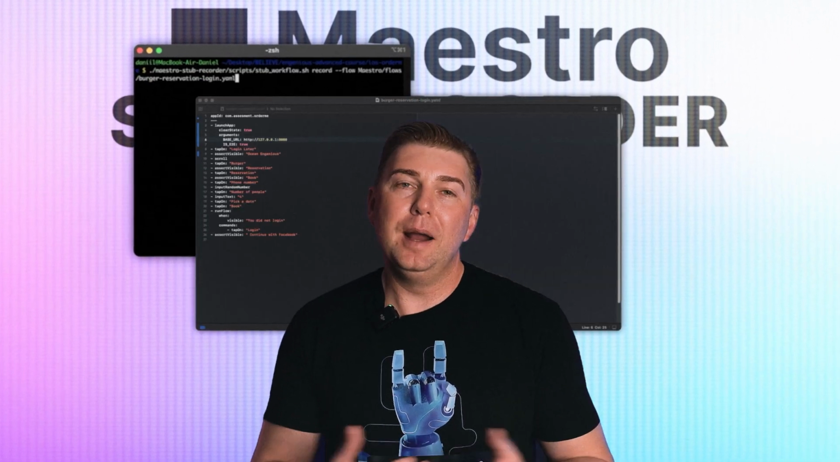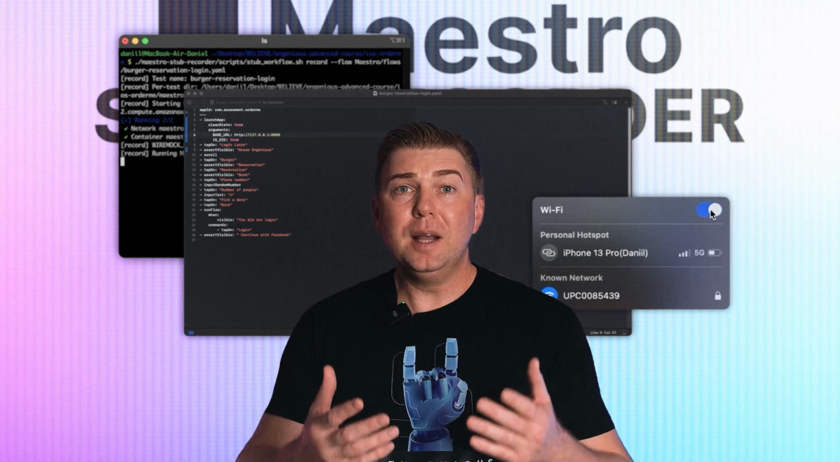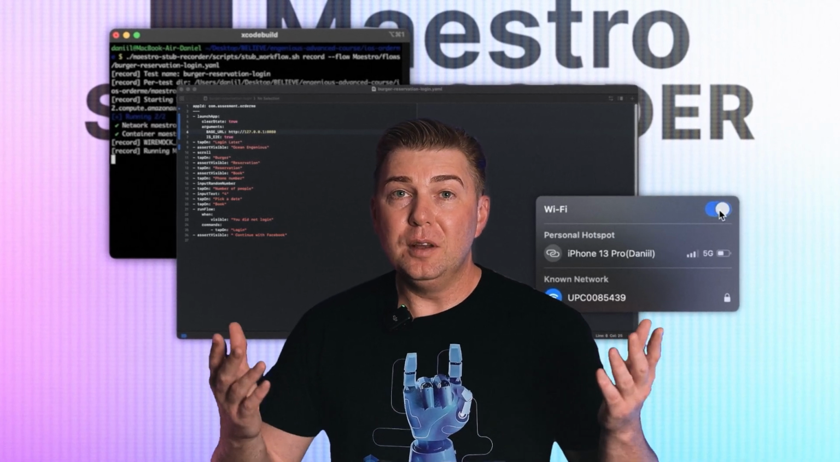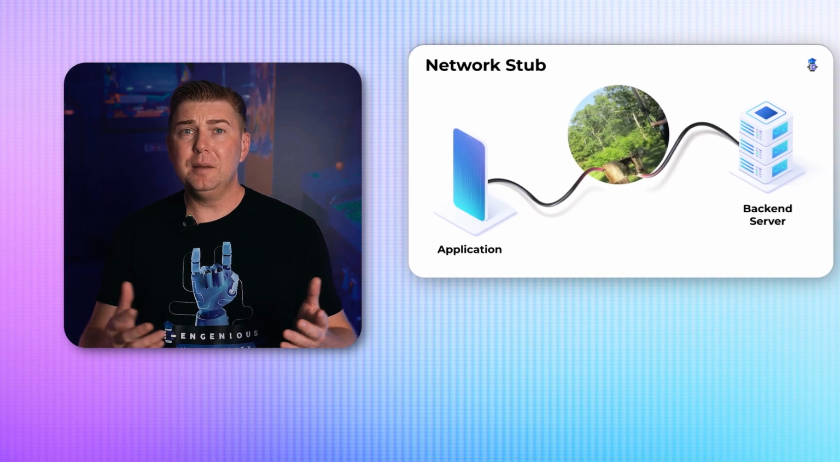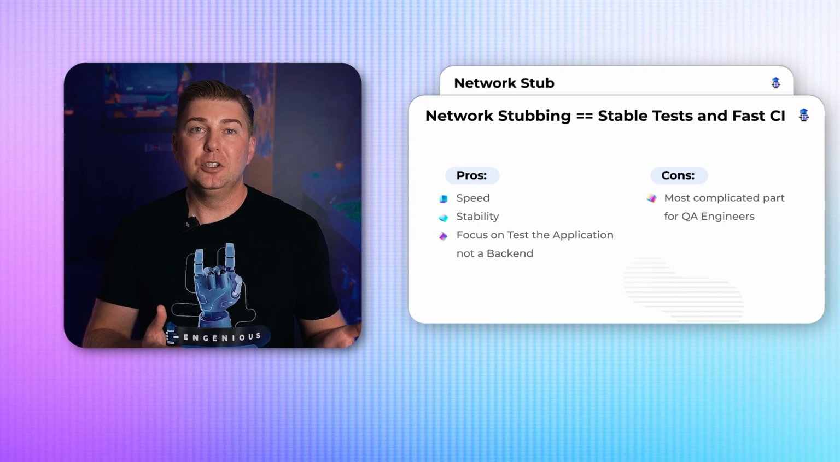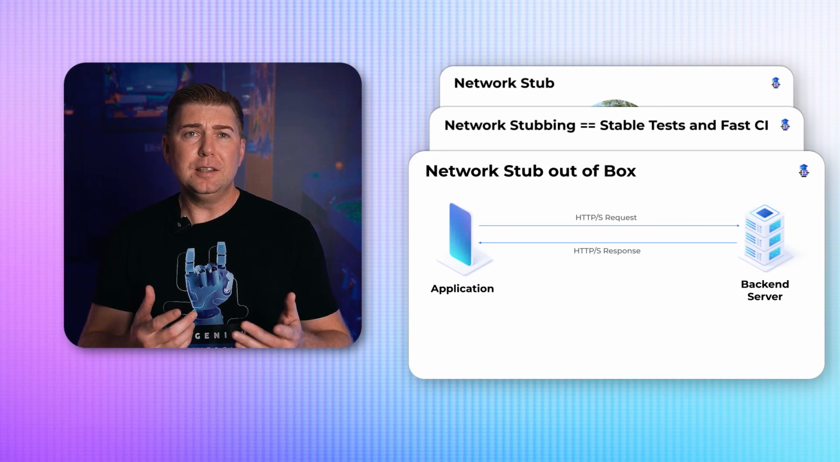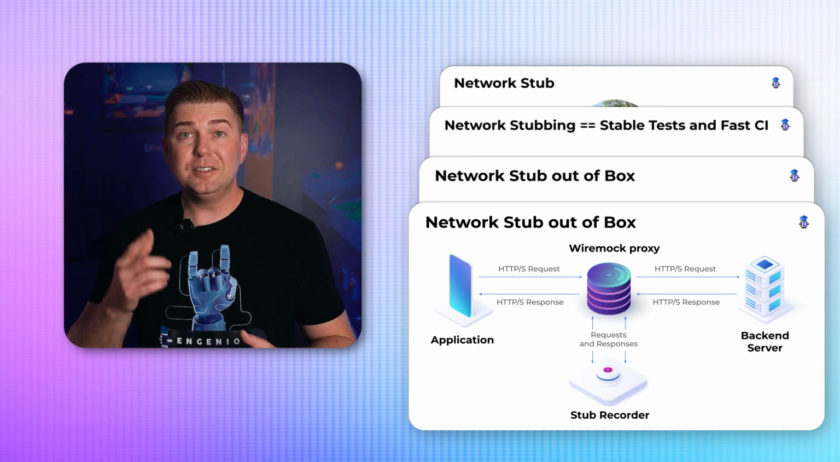We start with the fundamentals. You'll understand what network stubbing really is, why it matters for UI automation, and why stable tests always start with isolation. Then we introduce the Maestro Stub Recorder, a tool that sits between your app and the backend, records real HTTP traffic, and turns it into reusable per-test stubs. One test, one dataset, one predictable outcome every time.